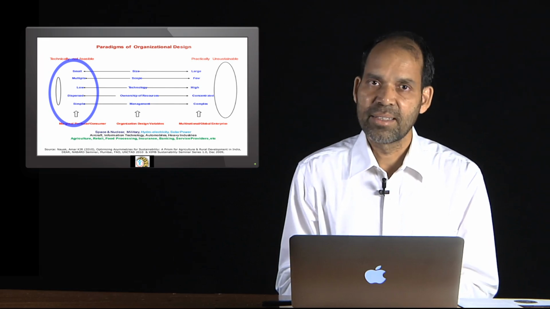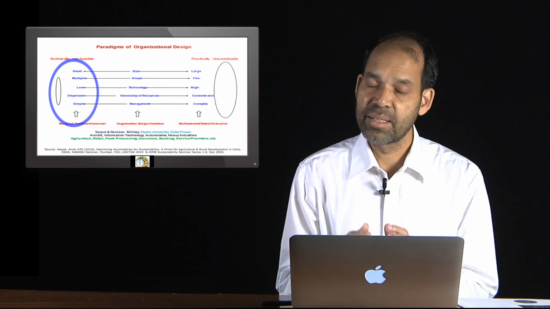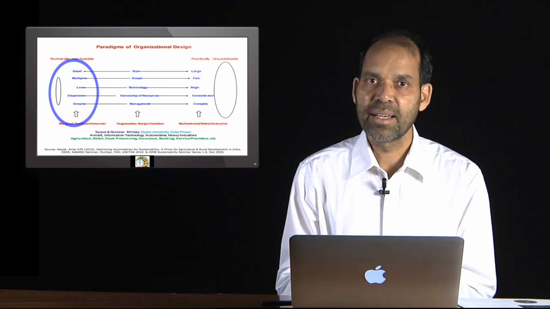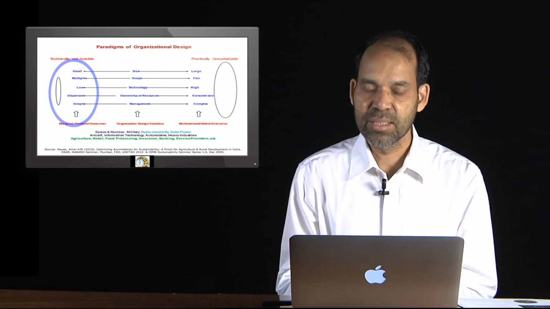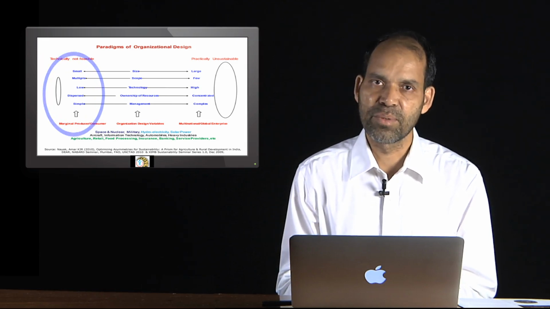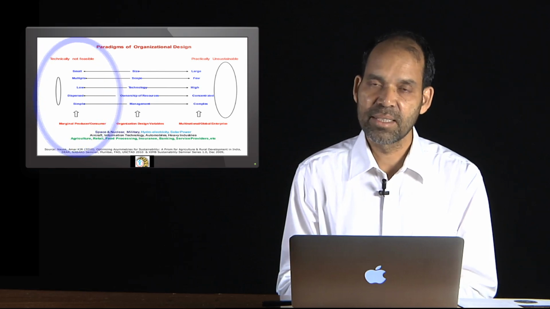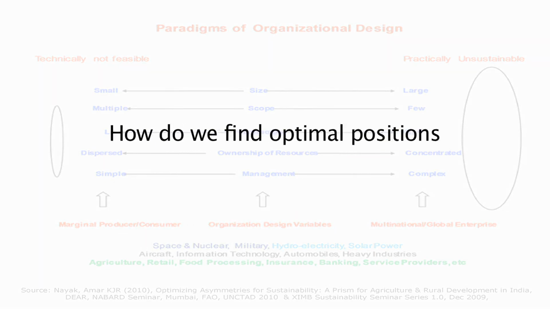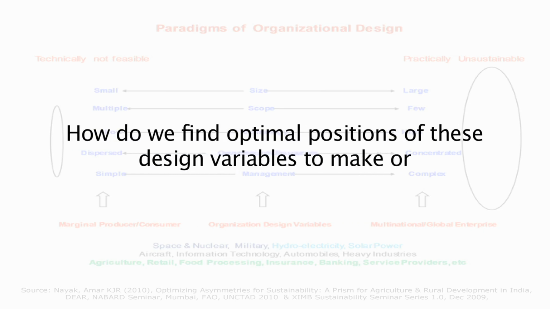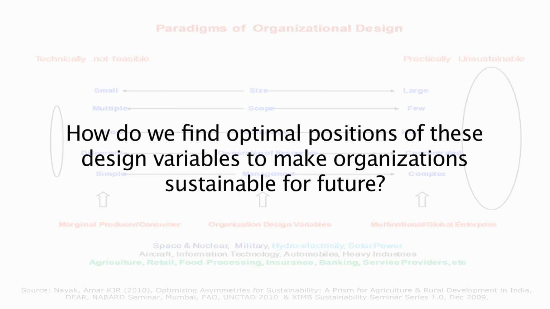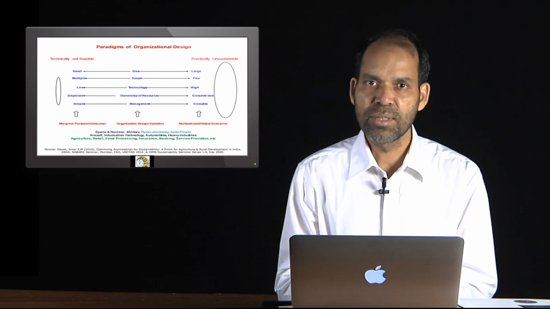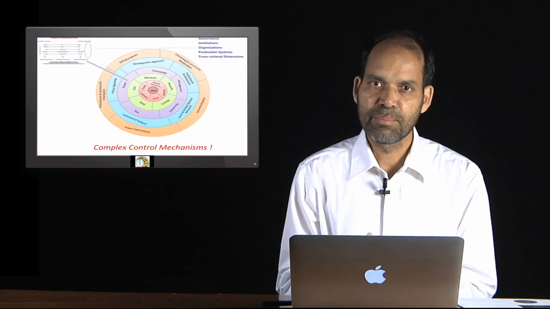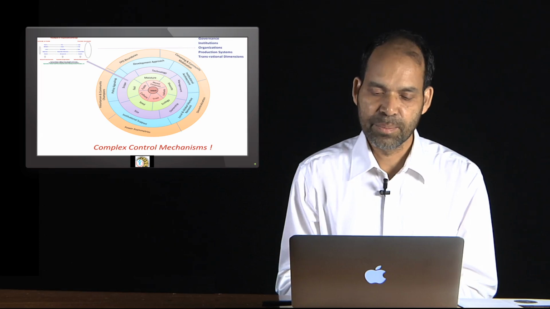Now, we know that the SHGs, while they are good social units, are not technically feasible. On the other hand, large corporations, from my 20 years of work on this, and that of many more scholars who have worked on this, would tend to suggest that they seem to be unsustainable in the future. So, the question is how do we find optimal positions of these design variables to make organizations sustainable for the future. But what I want to impress upon is that these variables are interconnected and they influence each other in a manner which drives the organization in a particular way.